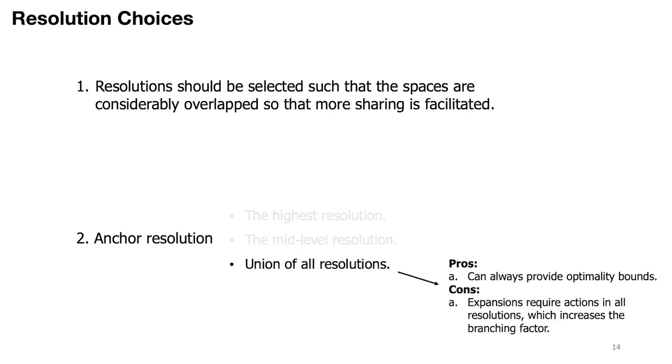To always provide suboptimality bounds for the search, we can choose the union of all resolutions as the anchor resolution. It will always provide bounds because the union space is the last space to be exhausted among all spaces. On the other hand, the search in union space will require actions in all resolutions, which increases the branching factor as well as the computation load.